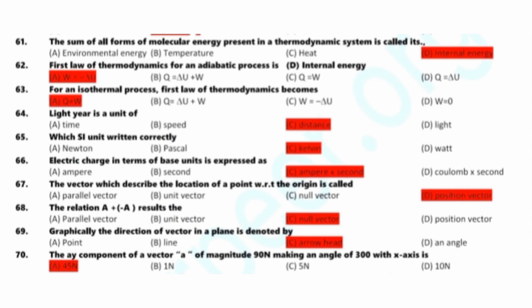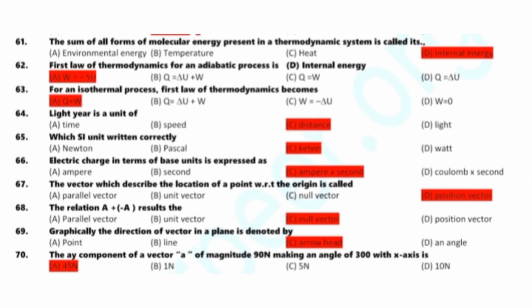Light year is a unit of distance. The unit written correctly is Kelvin. Electric charge in terms of base units is expressed as ampere multiplied by second. The vector which describes the location of a point with respect to the origin is called position vector. The relation A plus (−A) results in the null vector. Graphically, the direction of a vector in a plane is denoted by an arrowhead.